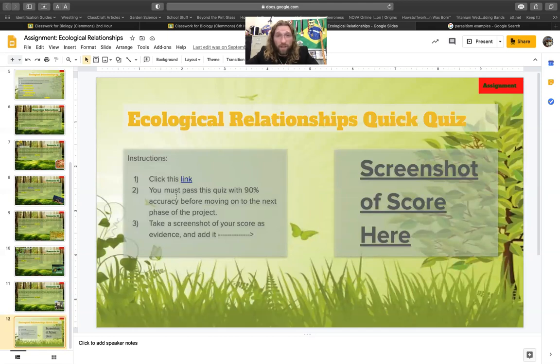Now, the final thing to do is to take your ecological relationships quiz. It is a 5-question quiz. And you notice I say you have to pass the 90%. Basically, I'm telling you to retake this until you get 100%. It's an easy way to boost your grade. You just have to take it again and then put your screenshot of the quiz and score here so I can verify that you did it, and so I don't have to look through hundreds of responses to try and find your one grade, okay? So you do that, get that turned in, and that is legitimately the end of the Ecological Relationships Assignment.